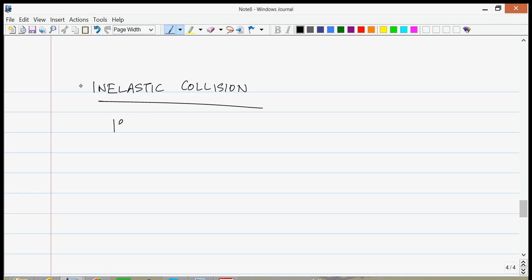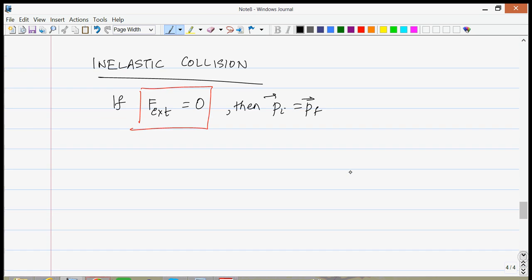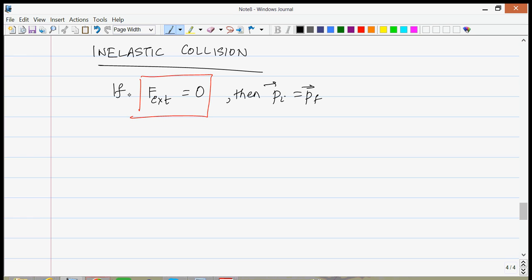However, the momentum could still be conserved. And once again, when is momentum conserved? If F external is equal to 0, then Pi would be equal to Pf. So momentum could be conserved provided the external force is equal to 0. Make sure that you keep this in mind. If F external is 0, then momentum is conserved. Now, with this in mind, let us look at an example of an inelastic collision.